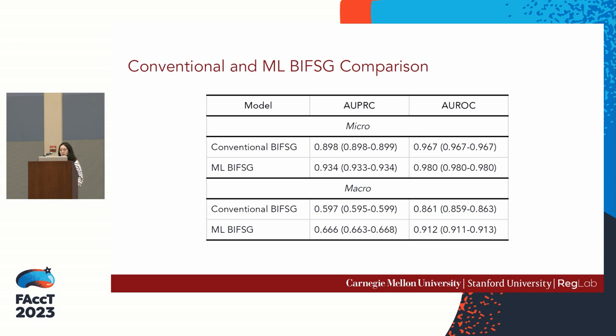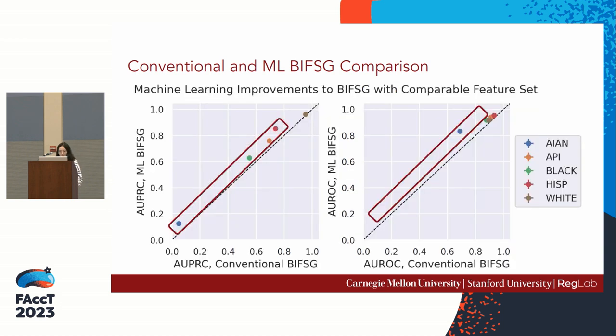So here you can see that the machine learning approach outperforms conventional BIFSG across the metrics and across the two different levels. To break it down further, we look at where we are getting the performance gain. So you can see that the machine learning approach performs much better for racial minorities than for the majority group.